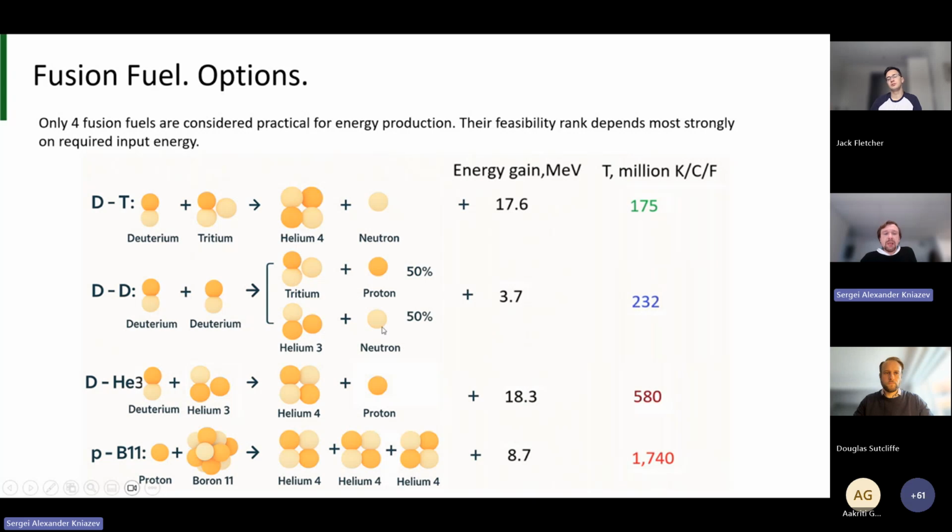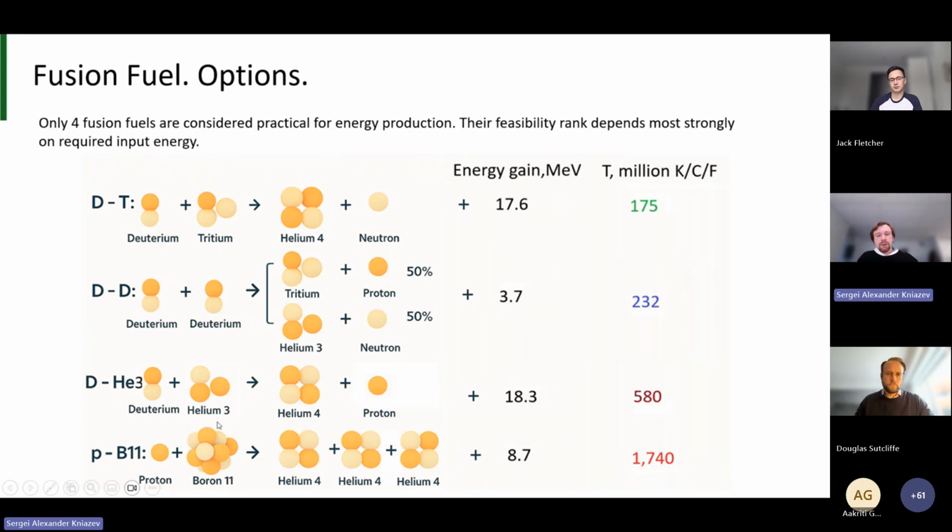So basically, what does it mean? Within the reactor, you will have tritium and deuterium, which will make a deuterium-tritium reaction. So you will have several fusion reactions, which will make this quite complicated.